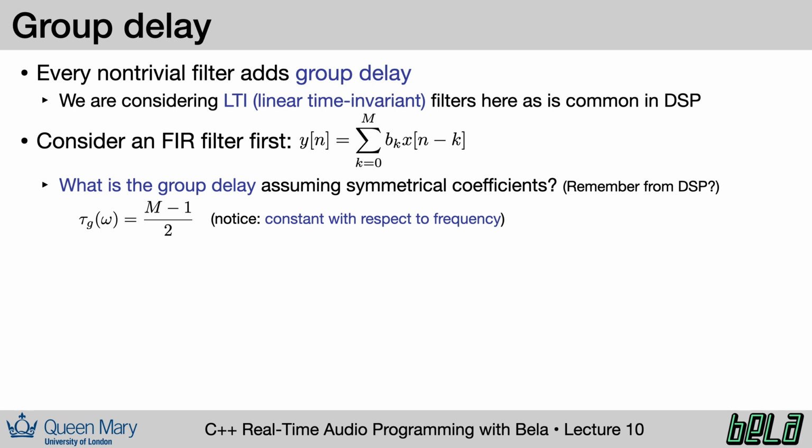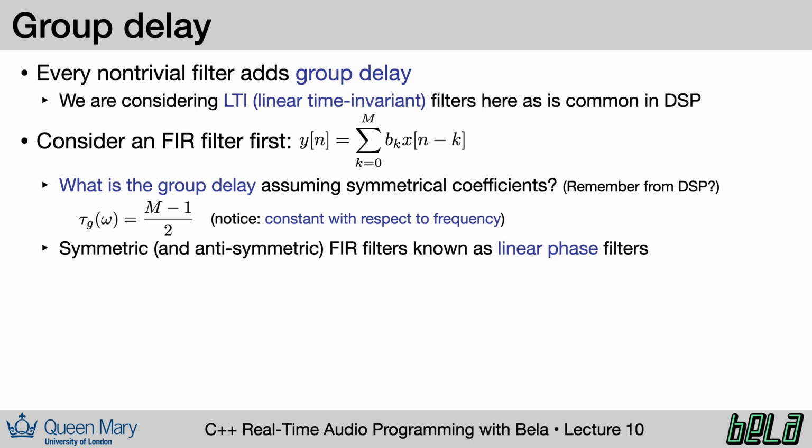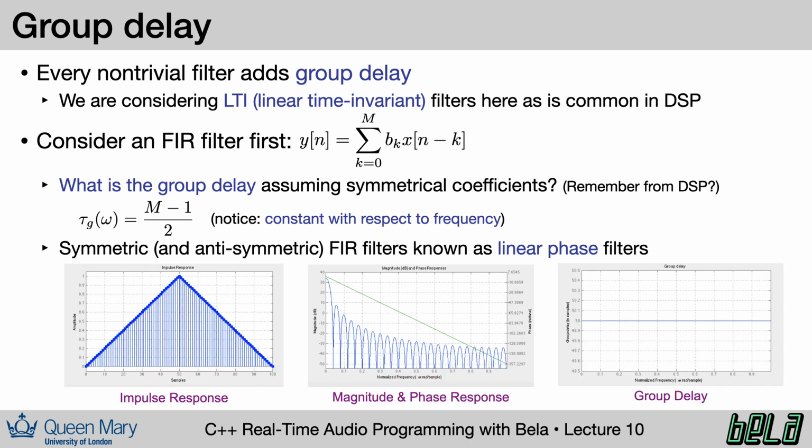DSP theory tells us that the group delay of these filters is a constant with respect to frequency. Every frequency will be delayed by the same amount, which is (M-1)/2, where M is the length of the filter. This class of filters is known as linear phase because a constant delay with respect to frequency translates to a linear phase shift with respect to frequency, as we see in the green plot in the middle.